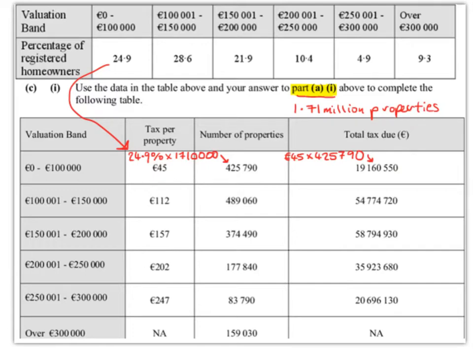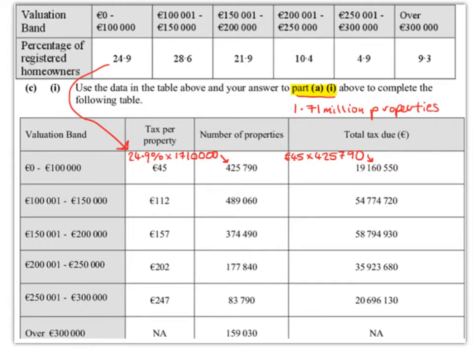And then we move on to the €250,001 to 300,000 band, which is 4.9%. So we multiply that 4.9% again by 1,710,000, and we get 83,790. So this is the number of properties in this band, and each property in this band must pay €247. So multiplying these, we get €20,696,130. So this is the amount of tax to be paid by anyone in this band.